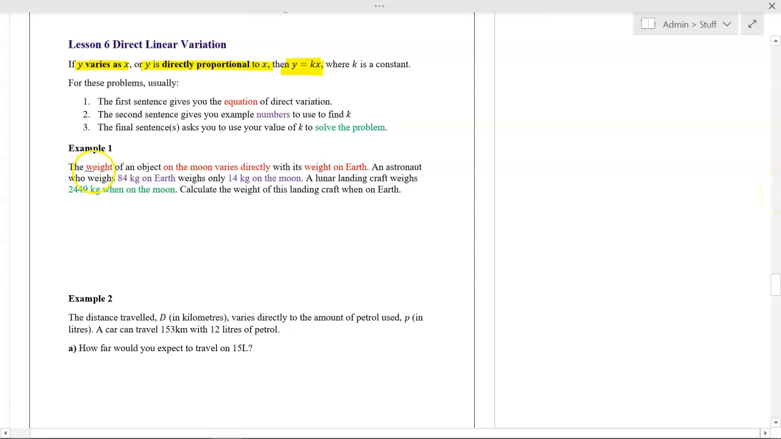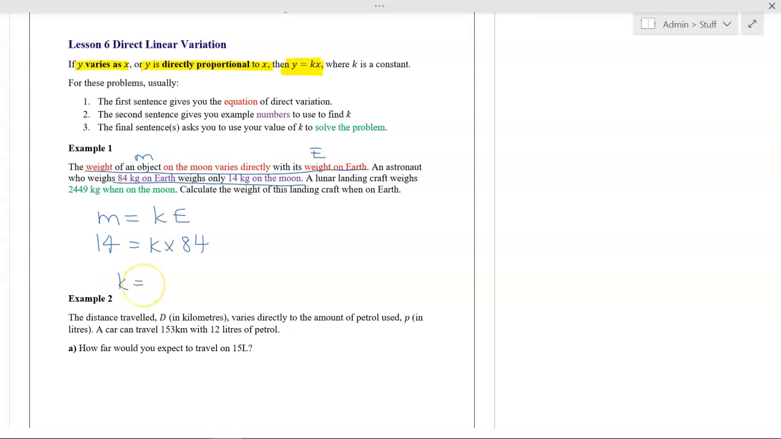So in example 1, we're given the weight of an object on the moon varies directly with the weight on Earth. So I'm going to let the first thing be m and the weight on Earth be e. So all I'm going to do first is write m equals k times e. Then I'll go to the second sentence. An astronaut weighs 84 on Earth, 14 on the moon. I'll plug those values in. So 14 for m and 84 for e.